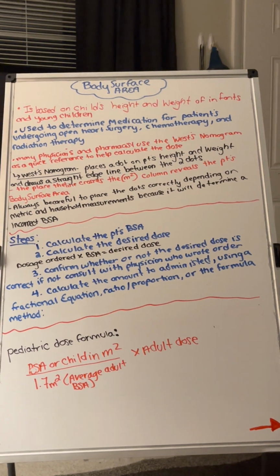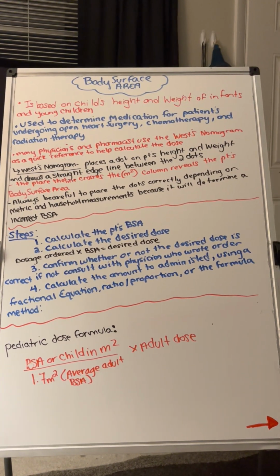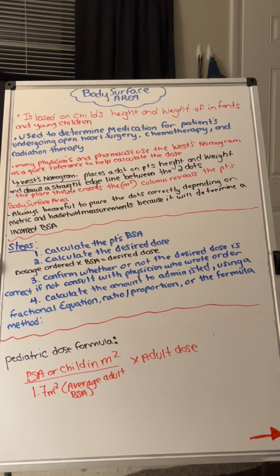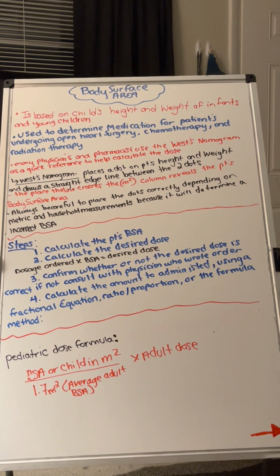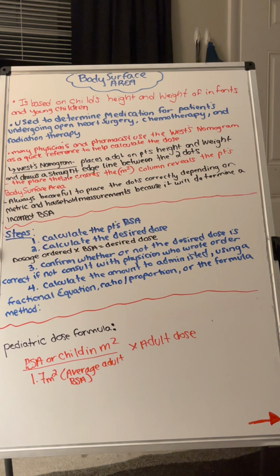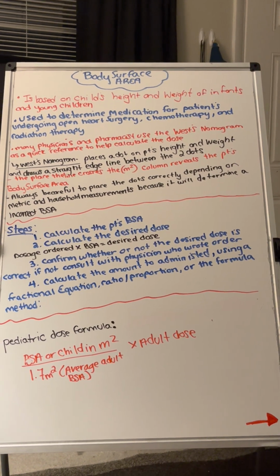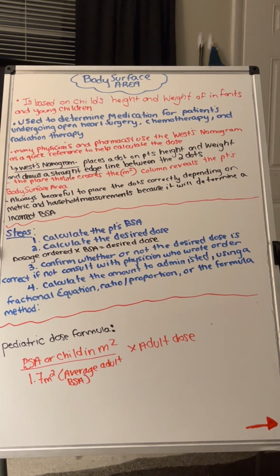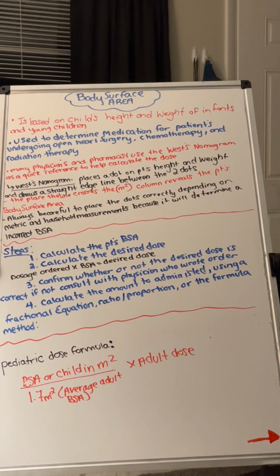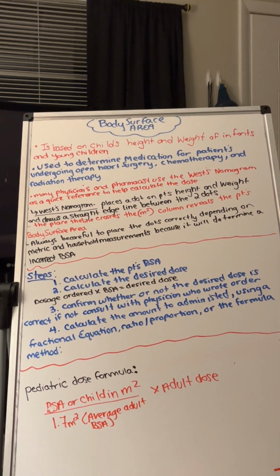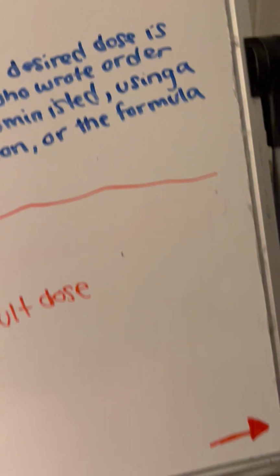The West nomogram places a dot on the patient's height and weight and draws a straight edge line between the 2 dots. The place the line crosses the M2 column reveals the patient's body surface area. But you want to make sure you're always careful to place the dots correctly depending on the metric and household measurements, because it will determine an incorrect BSA for the child. So I'm going to show you an example of what the West nomogram chart looks like, because it's easier to see a picture than actually seeing it drawn out.